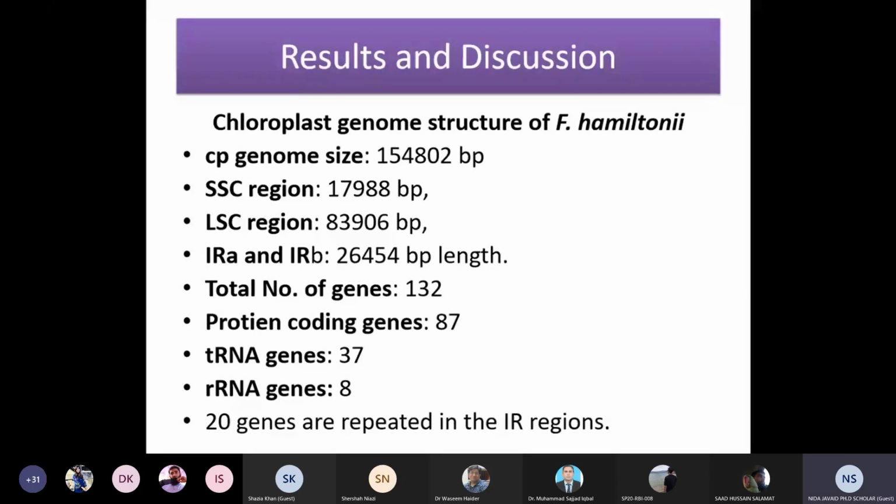Results and discussion. The chloroplast genome structure of Farsetia hamiltonii: the complete CP genome is 154,802 base pair in size. The small single copy region consists of 17,988 base pairs, the large single copy 83,906 base pairs, and IRA and IRB are 26,454 base pair in length. The total number of genes found was 132: protein coding genes 87, tRNA genes 37, rRNA genes 8, and 20 genes were repeated in IR regions.